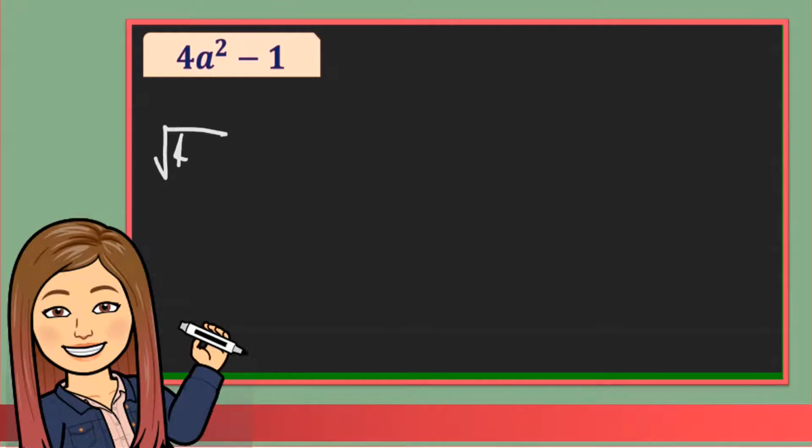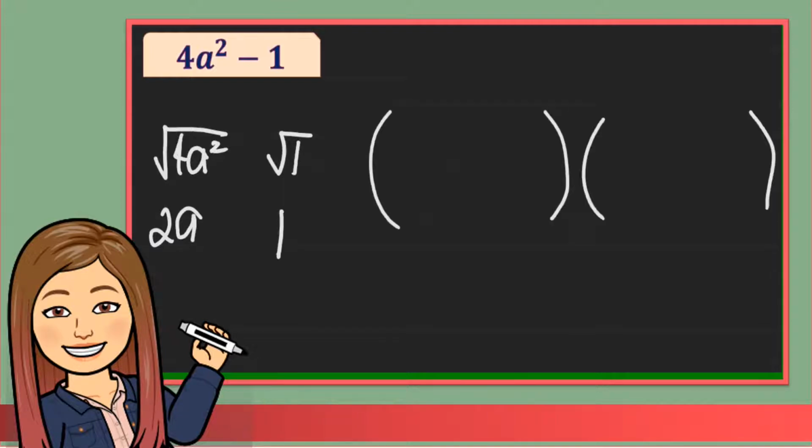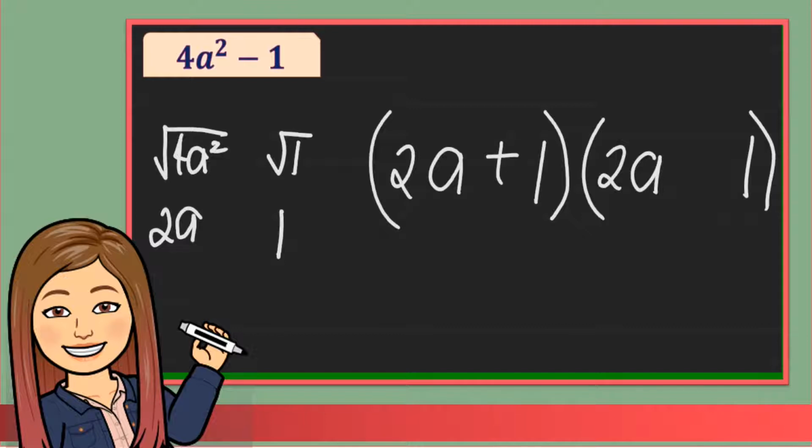Square root of 4a squared. We know that 4 is 2 times 2, so the square root is 2. A squared, the exponent 2 divided by 2 is 1, so a to the power of 1 is simply a, and square root of 1 is simply 1. So the factored form is 2a, 1, then plus and minus.